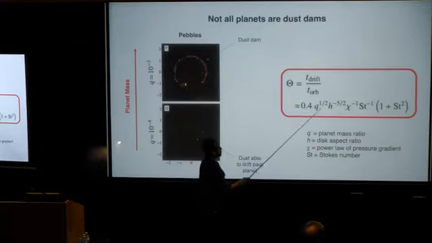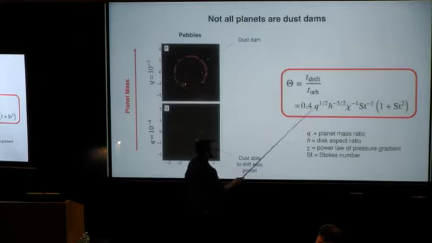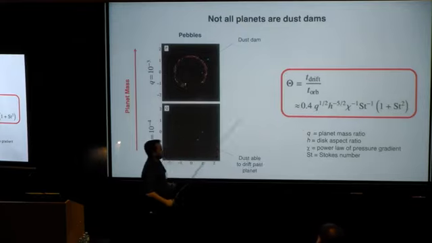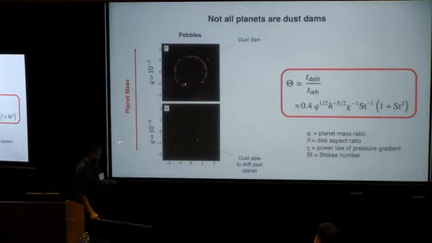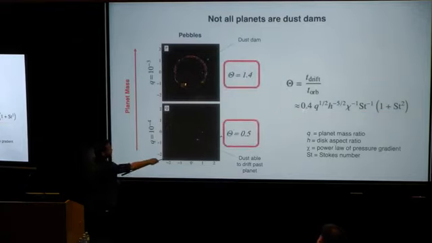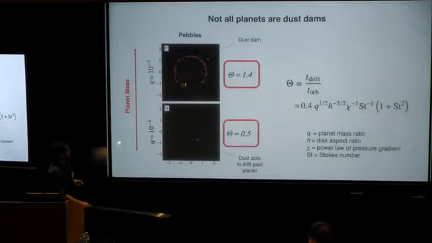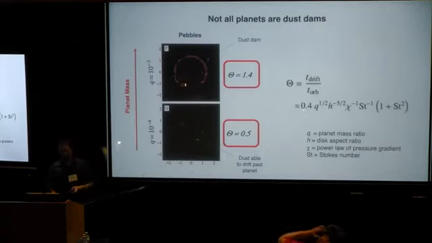Q here is the mass ratio, H the aspect ratio of the disk. It's the power law of the pressure gradient and the Stokes number. So these numbers will be about 1. What matters the most is the aspect ratio, of course, the temperature of the disk and the mass ratio. For this case, this number was above 1. For this one, it was a hot enough disk that theta was less than 1, so then the dust could drift inwards.